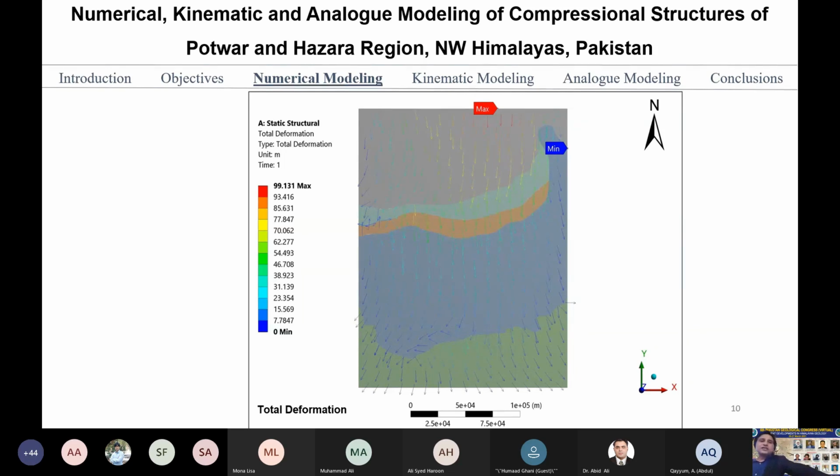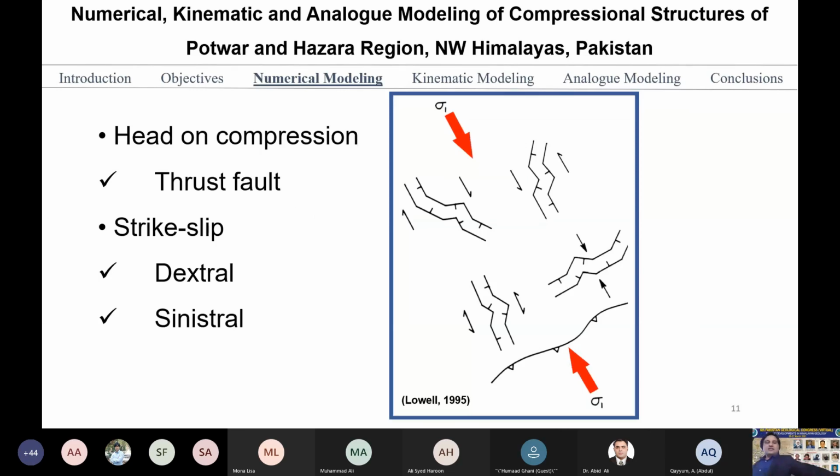And when it passes through the different boundaries and discontinuities, that changes. Another figure, which I will show you in the next slide, is that according to Lowell 1995, if sigma 1 strikes the faults, it can rotate anti-clockwise or clockwise, and that is because of the alignment of the major thrust. There might be a thrust fault if there is a head-on compression, and there might be a possibility of having a strike-slip component, dextral or sinistral, depending upon the angle of the fault.